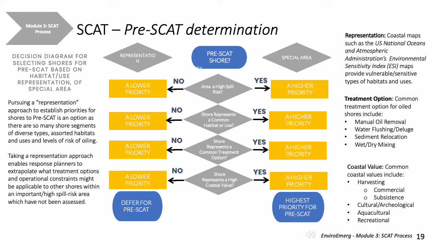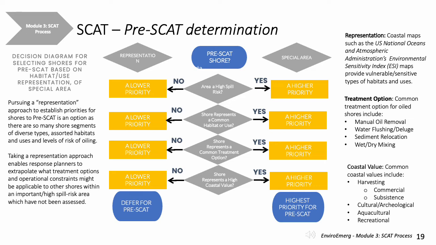For special areas, pre-SCAT can be part of spill contingency planning. For facilities such as an oil loading terminal or a logging camp that stores oil, with some basic oil spill trajectory modeling, you can determine which shores could be impacted by the oil. These would be selected for a pre-SCAT.